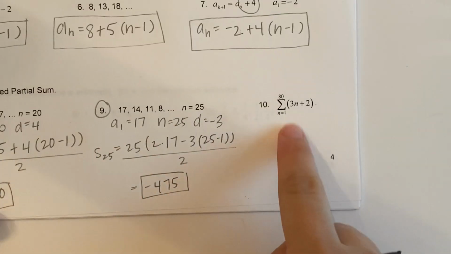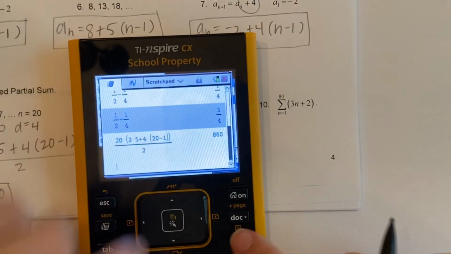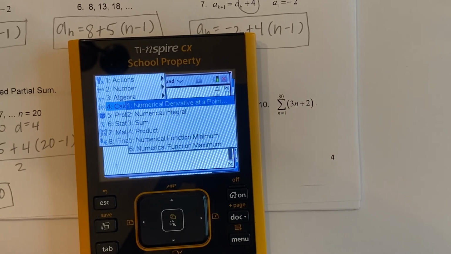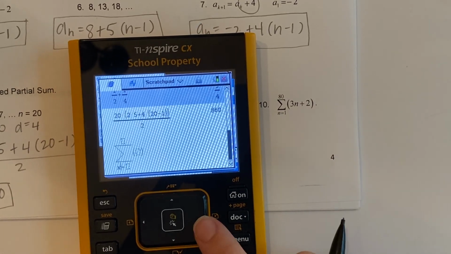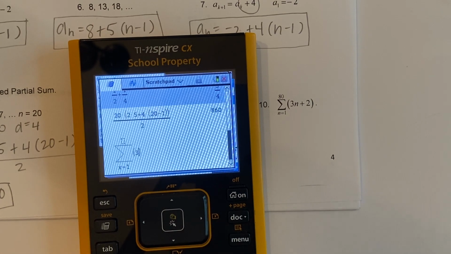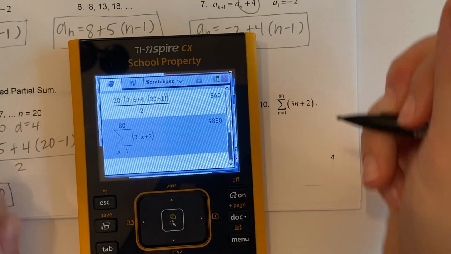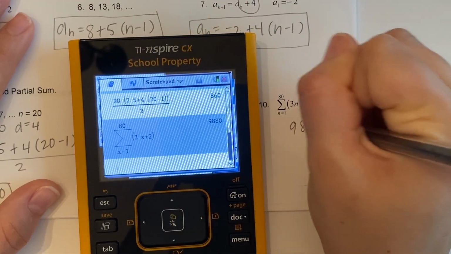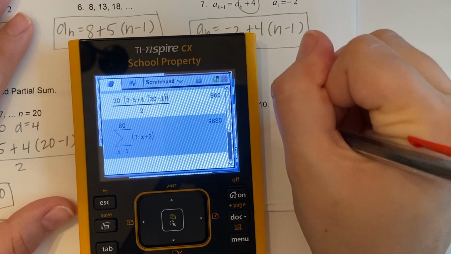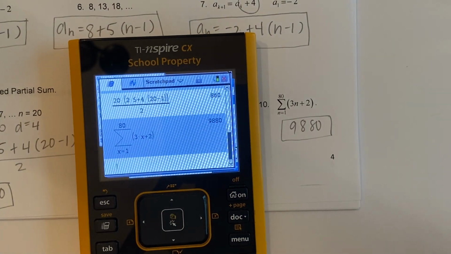Cool. This last one, since it's a summation, I'm just going to type it in my calculator. So x equals 1, 3x plus 2, all the way to the 80th term. So n is 80 there. So my answer is 9,880. Okay, and that's arithmetic.